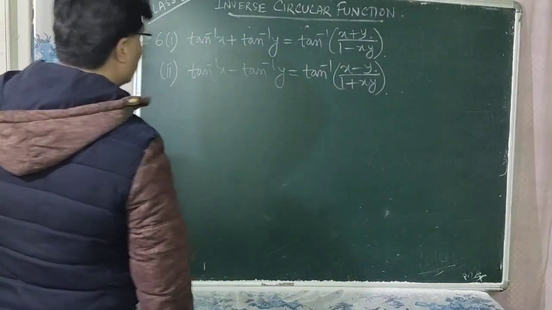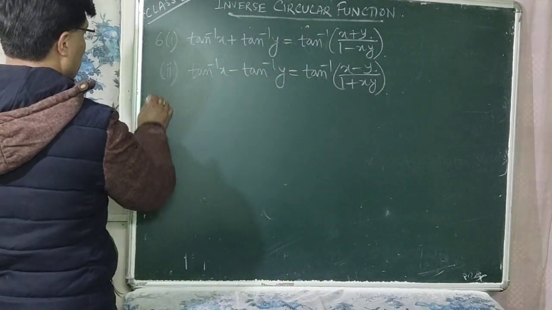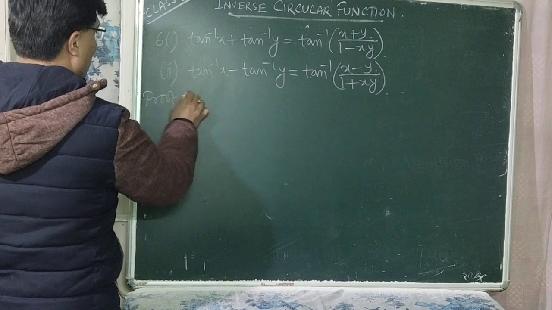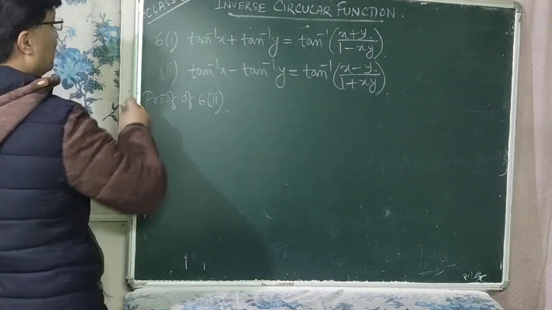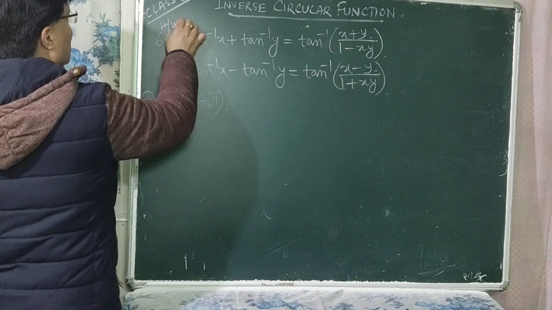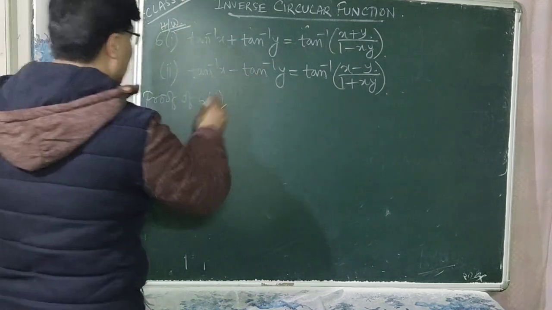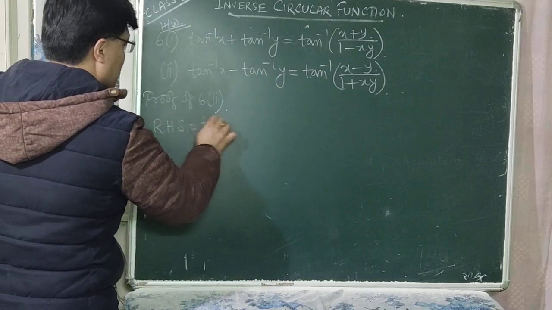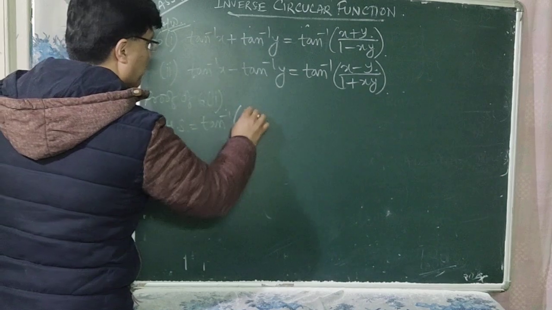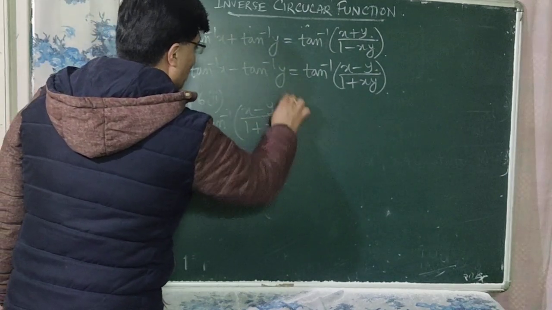So let us prove it now. So let us prove 6 number 2. Proof of 6 number 2. Okay. So number 1 is your homework, right? So let us prove it from right hand side again. So RHS is equal to tan inverse x minus y upon 1 plus xy.